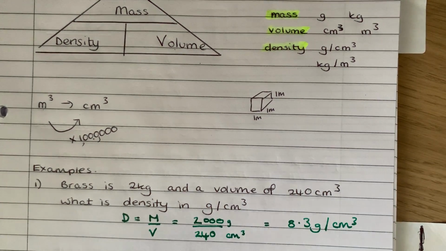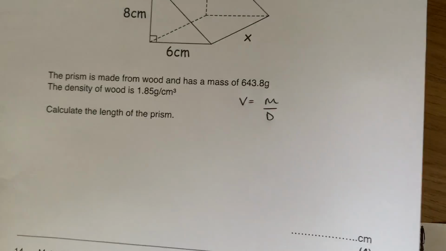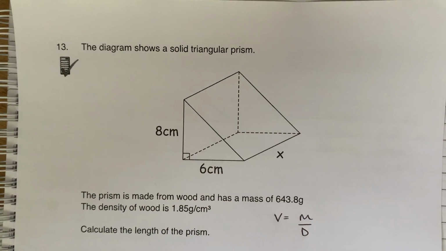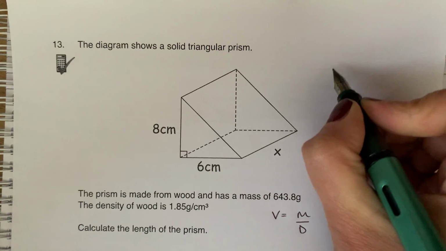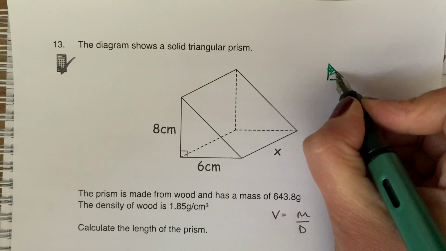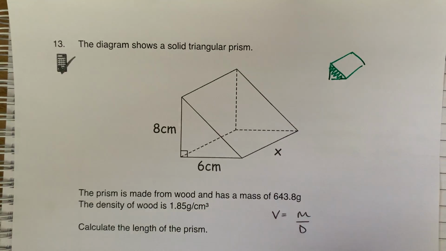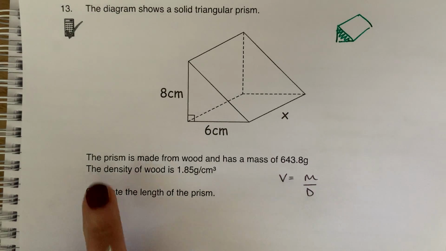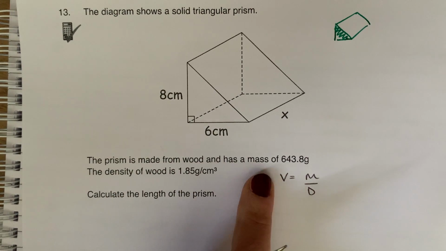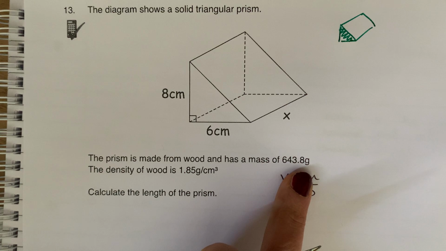Okay, right, let's have a look at some exam questions. Now, first one. So we've got a triangular prism. Remember, to find the volume of a prism, it's the area of the triangle multiplied by the length. Okay, right, so here the prism's made of wood and has a mass of 643.8 grams.